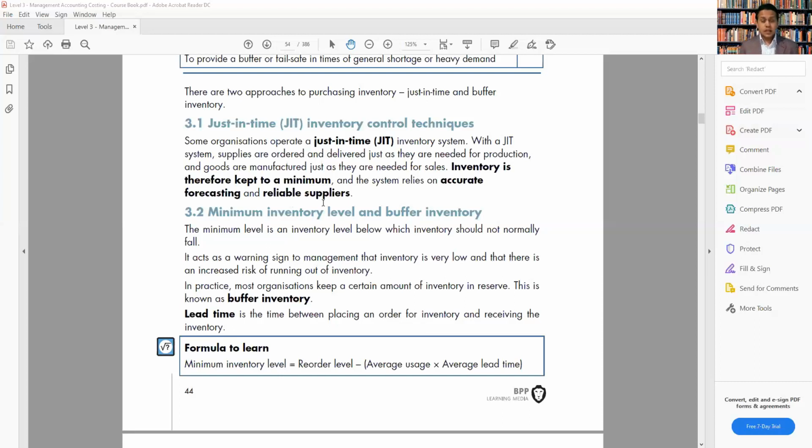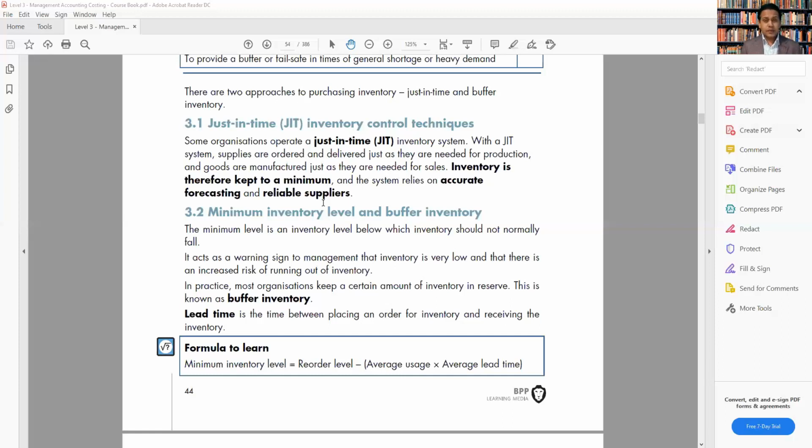Very, very important. If you don't want to keep too much material in the warehouse, or if you think my holding cost will be high and I want to save some holding cost, maybe you can use JIT. Now, the disadvantage of JIT is that the supply needs to be reliable.